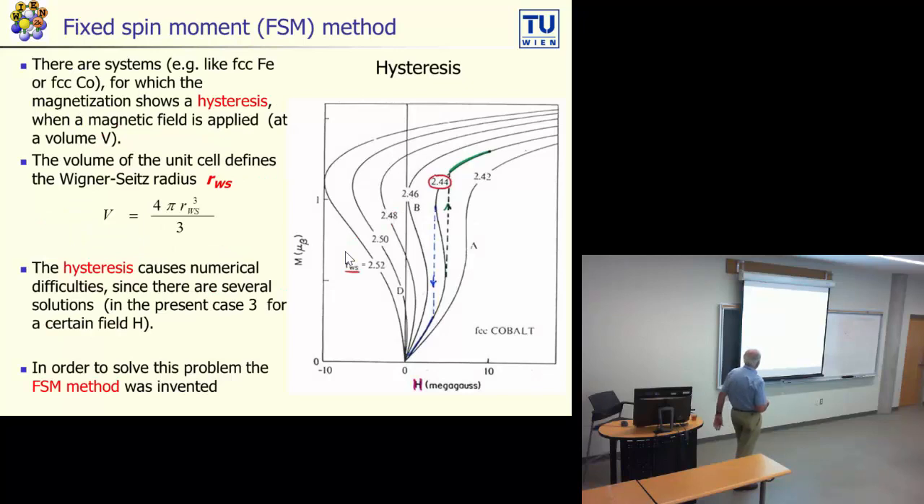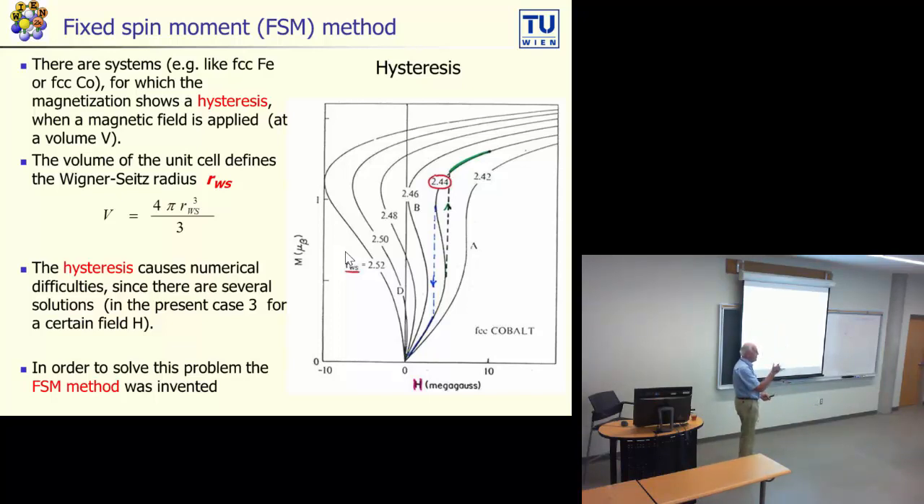So how can we analyze such a system? Take FCC cobalt. By applying a magnetic moment, you get a magnetic moment. By applying a field, then it jumps to a high moment. And you have a hysteresis: if you switch off the magnetic field, it comes back. So you have such a situation.